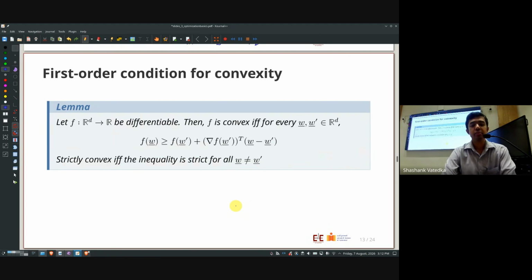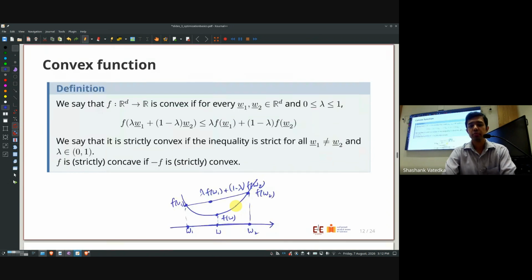More in the context of gradient descent, it is more useful to look at this first order condition of convexity. I guess in your high school, you would have seen the second order condition for convexity, which is that a function which is twice differentiable is convex if and only if the second derivative is greater than or equal to 0. Right? That would have been, in fact, sometimes that's introduced as a definition for convex functions. But this particular form is more general because it applies to even functions which are not differentiable.